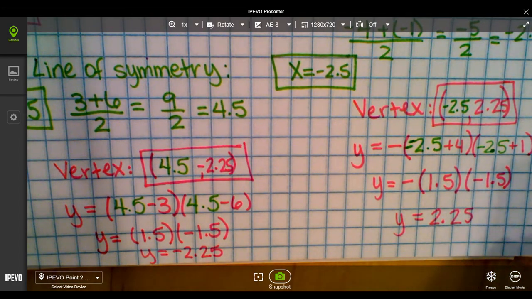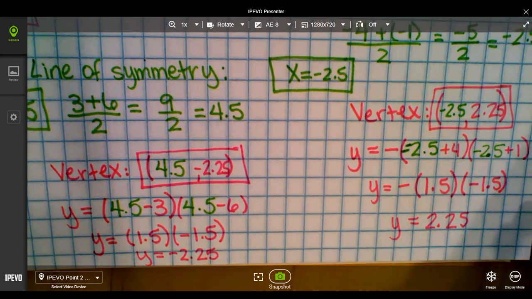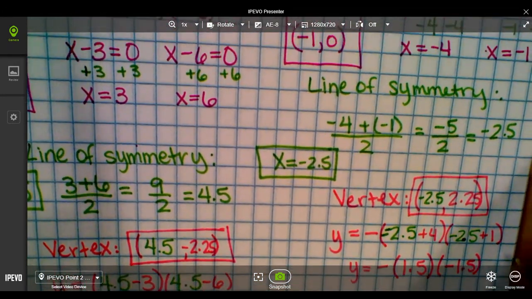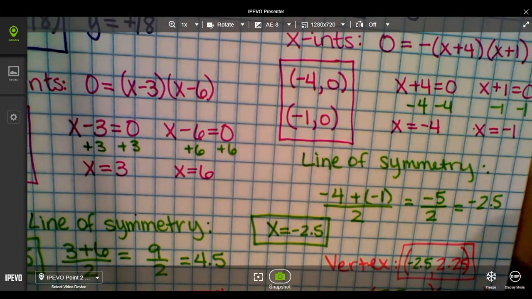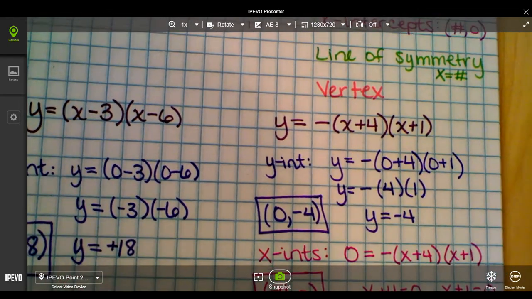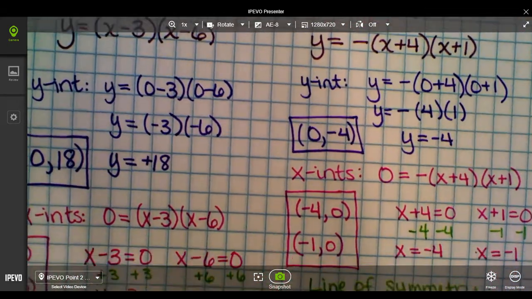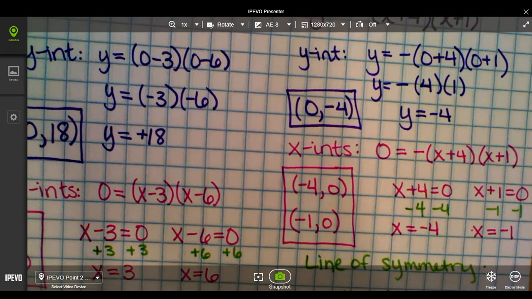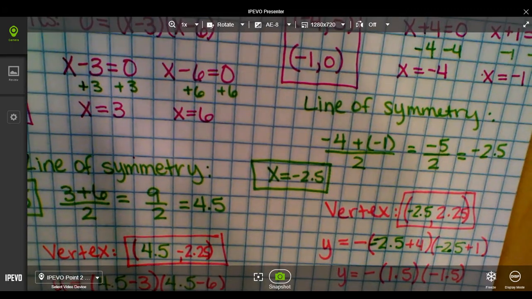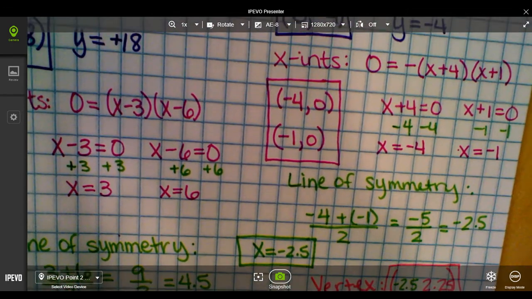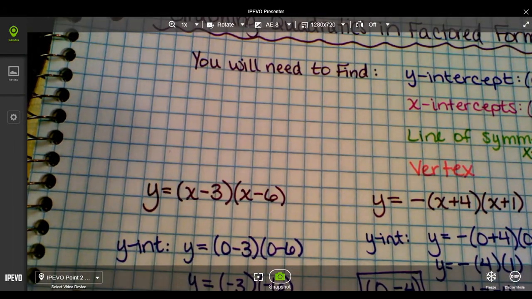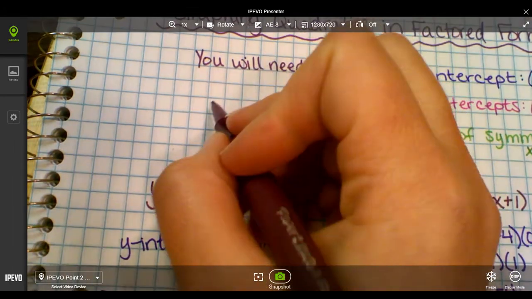So over here, when you go to graph all of these points, you should be able to fit them on a graph pretty nicely. So your y-intercept is negative 4. And then your x-intercepts are negative 4, negative 1. Your line of symmetry is negative 2.5. And your vertex is negative 2.5 and positive 2.25. Let's see if I can just sneak in a graph up here real fast. All right.